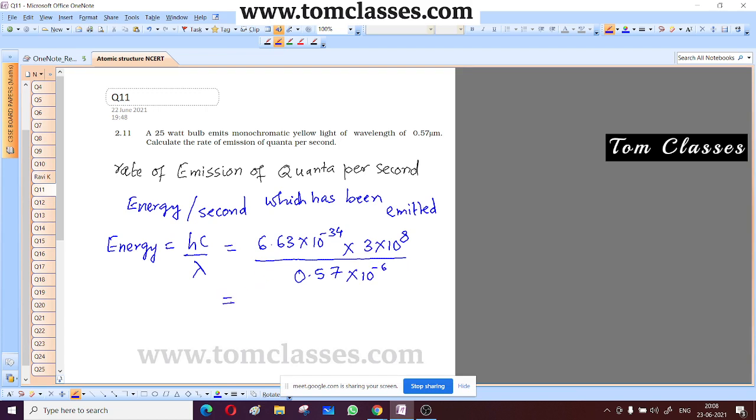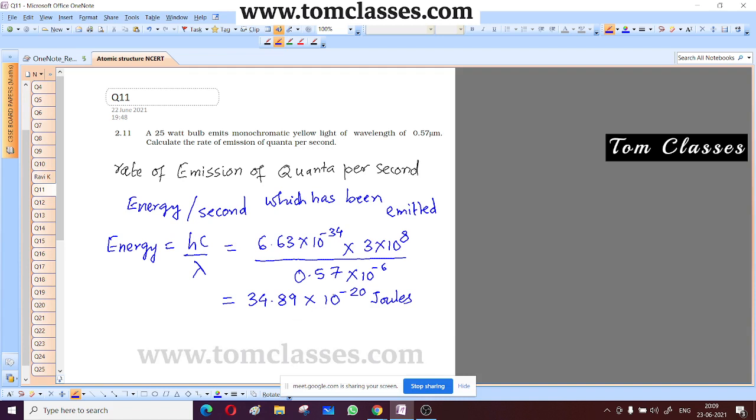So what is this value going to be? Let's try to calculate this value. This is 6.63 into 3, divided by 0.57. So this is 34.89, into 10 to power how much? Minus 34 and this is 14, so it is minus 20 joules. So this much joules of energy is emitted.